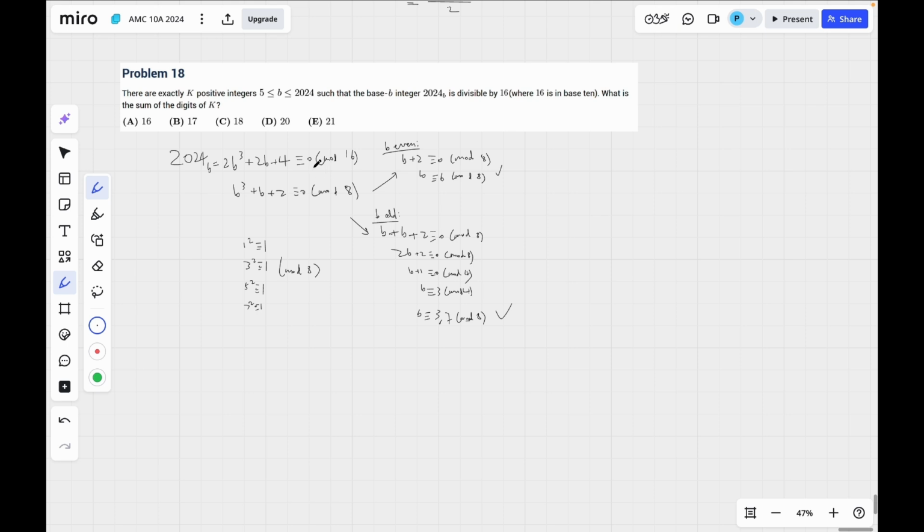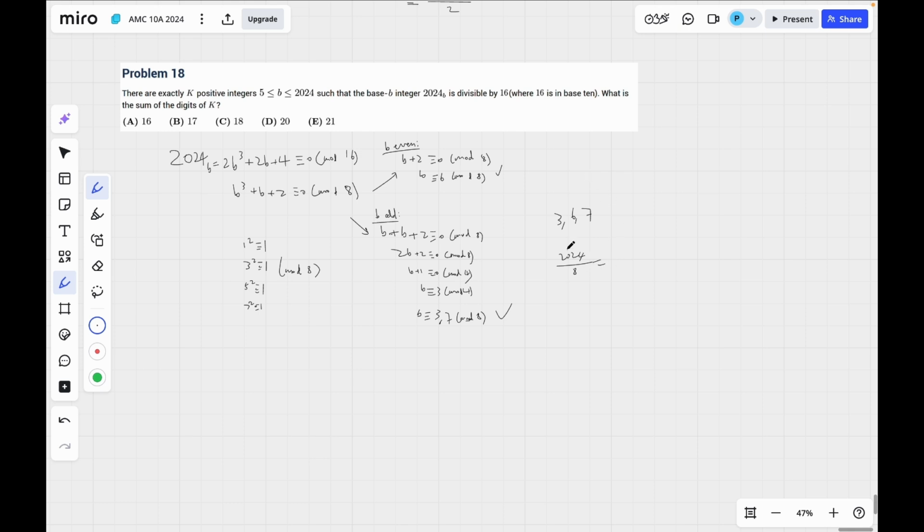So now, how many values of b are there? Well, for every 8 numbers, the numbers with remainders 3, 6, or 7 when divided by 8 work. Now we see that 2024 is actually divisible by 8. And so there are exactly 2024 over 8 cycles.